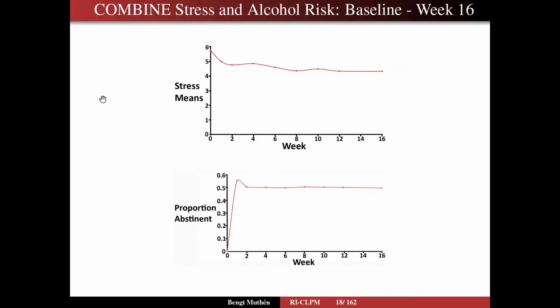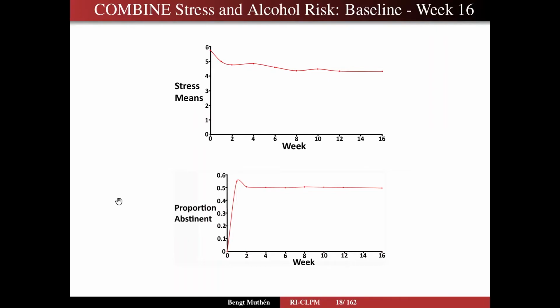Okay, on slide 18 then we get back to the combined data, from the first data set, and look at the stress and alcohol risk outcomes. So up at the top here you have the means of the stress variable over the various weeks up to week 16, where 0 means the baseline week. So treatment starts at week number 1 here. And we see a slight decline over time, which at first we're going to ignore and then pick up on towards the end of the Webtalk.